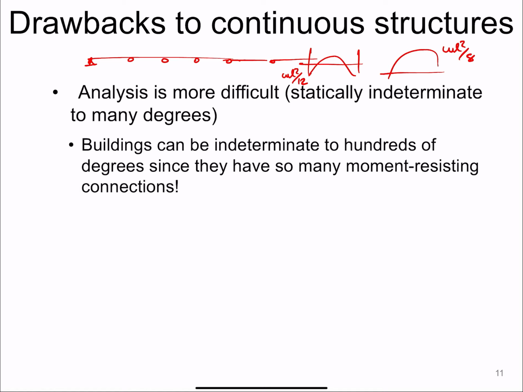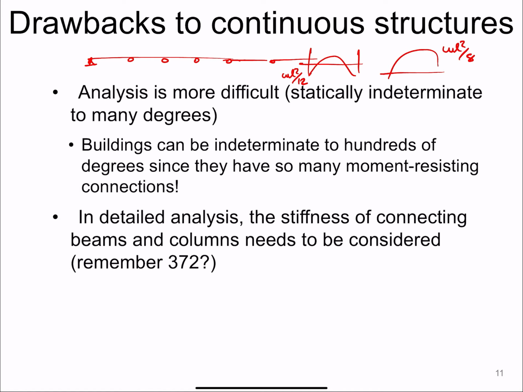So you will have many moment resisting connections. Every connection between beams and columns and supports is going to be indeterminate. So it's not going to be easy to find the moment there. If you are going to be doing this analysis, you also have to account for the stiffness of the connecting beams and columns to get your moment. So instead of a simply supported member, in which the moment is independent from the supports, because these are intended to be simple supports, now you have to account for the stiffness of the supporting beams and columns. So you saw a bit of that in 372.